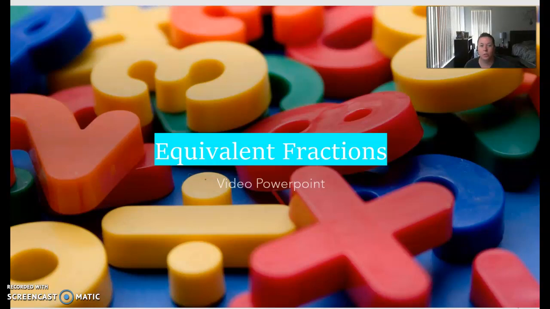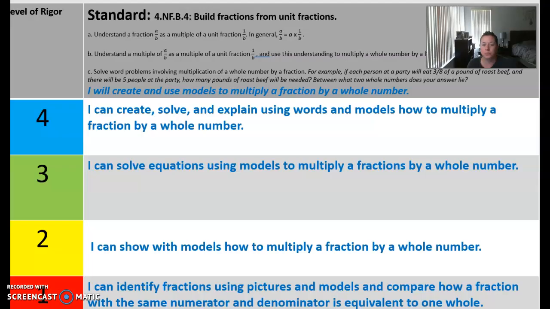Hey, fourth graders, we are going to be looking at equivalent fractions. Remember, I always say equivalent means same as, just like the equal sign: whatever's on this side is the same as that side. So equivalent means equal or same as.